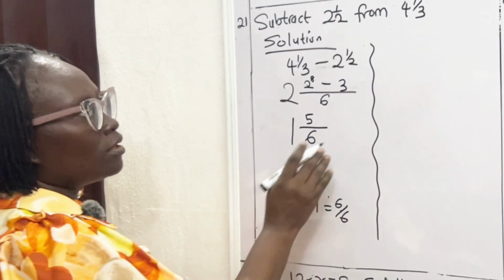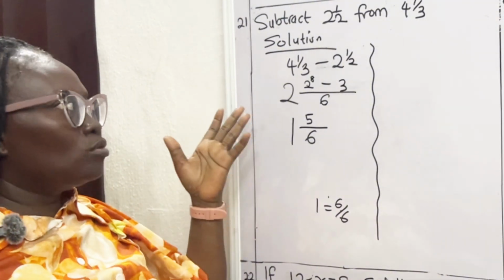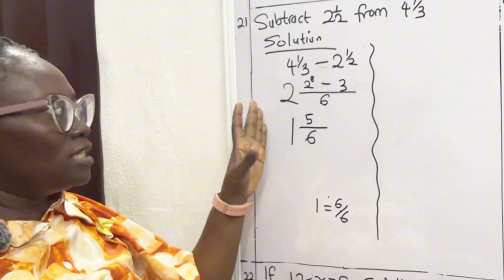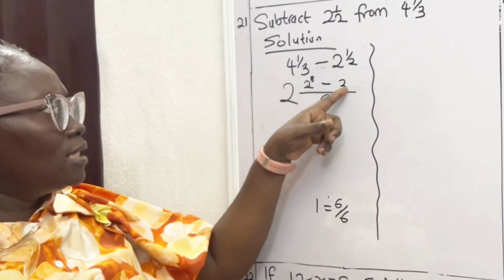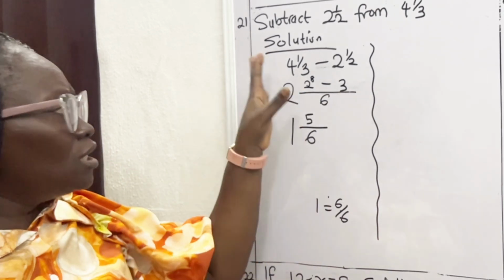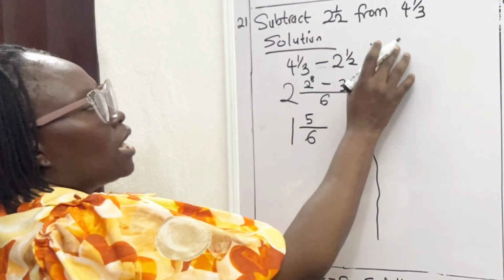The other method is, because some children find this method difficult, or maybe they don't understand it, and that's why I'm solving it this way first, so that you can understand what to do when the first number is lower than the second number. The other method is to avoid finding yourself in this situation. Just convert to improper fraction.